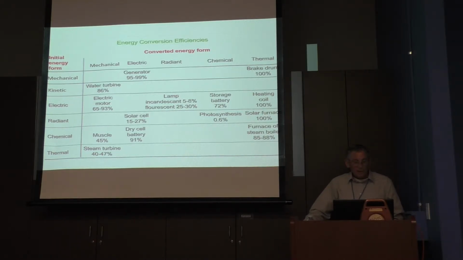So for example, if we wanted to find how mechanical energy is converted directly into thermal energy, we find the mechanical energy in the first column, and we go over to the thermal energy on the right, and it shows brake drum, and of course that's a 100% efficient device because it converts the mechanical energy directly into heat. Okay? So we can use this kind of information to determine what the efficiency of an electricity generating system is.